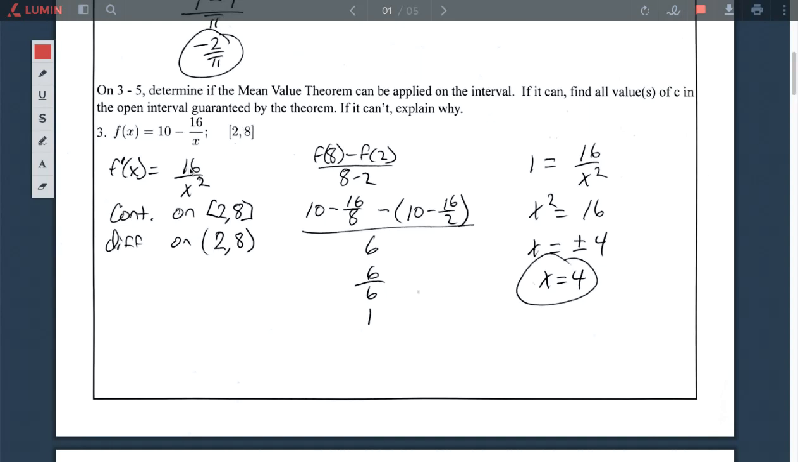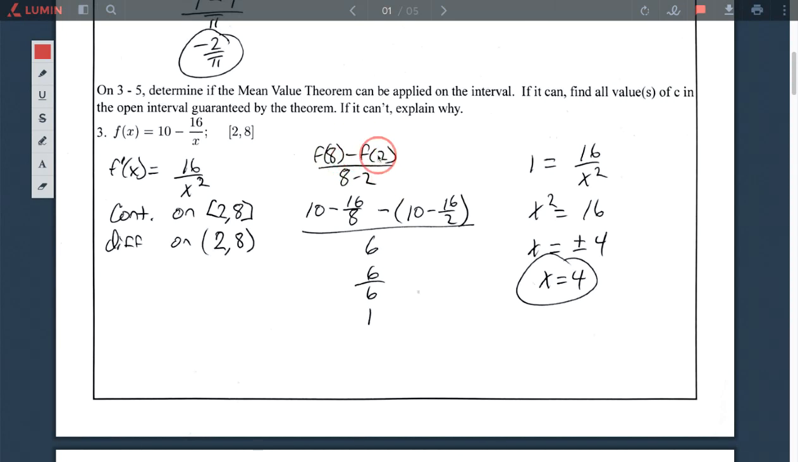So then I look at the derivative. Derivative of 10 is 0. Derivative of negative 16 over x would be 16 over x squared. Differentiability issues would be at 0, but again, 0 is not on my interval. So therefore, I am differentiable on the open interval. So continuous on the closed, differentiable on the open. So if MVT can be applied, my next step is to find the average rate of change.